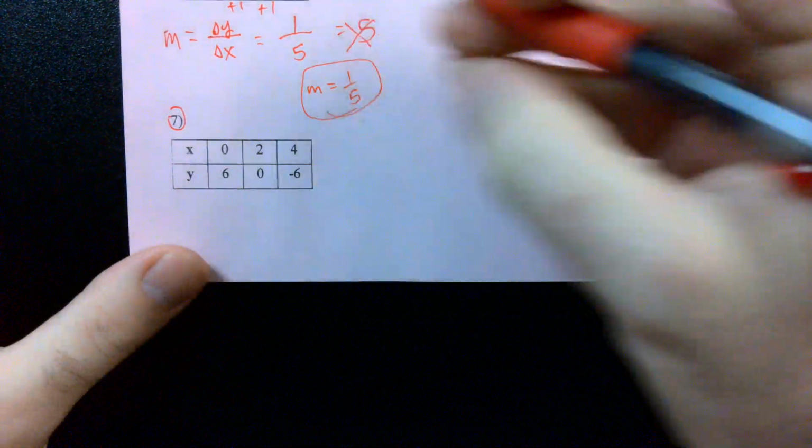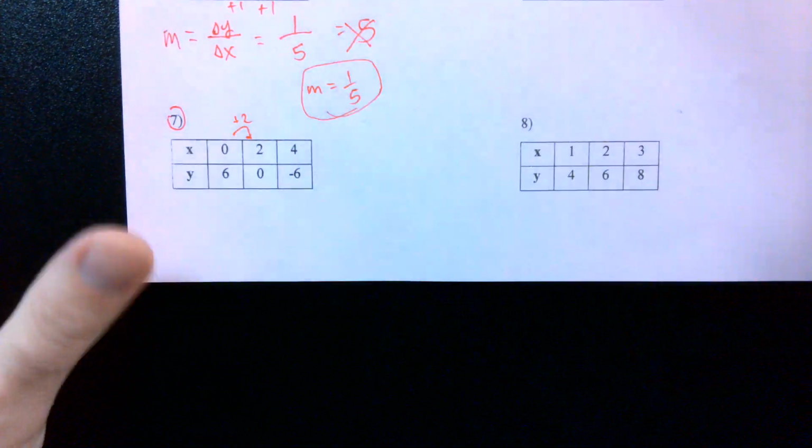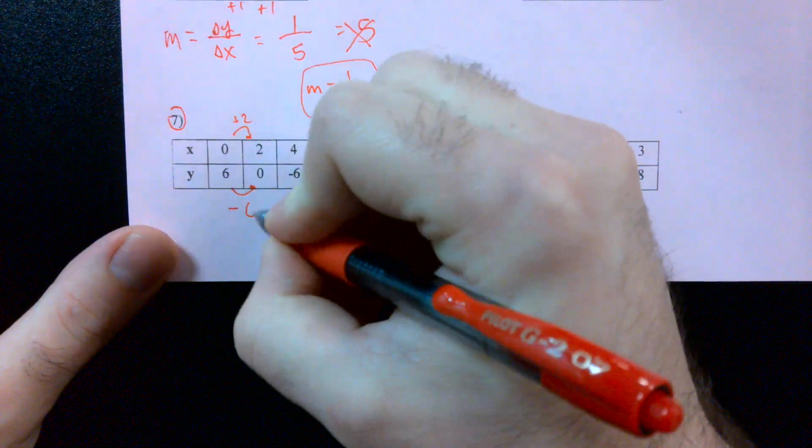Okay? For number 7, across the top, I've got a change of plus 2. Across the bottom, I've got a change of minus 6.